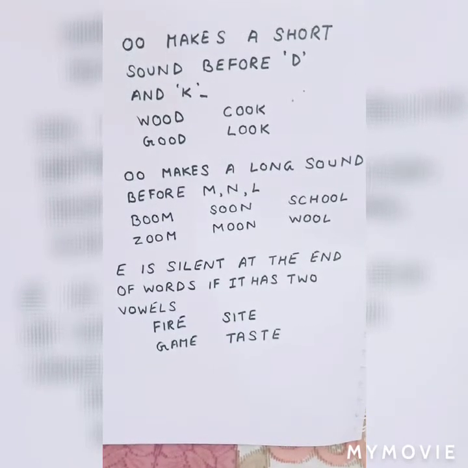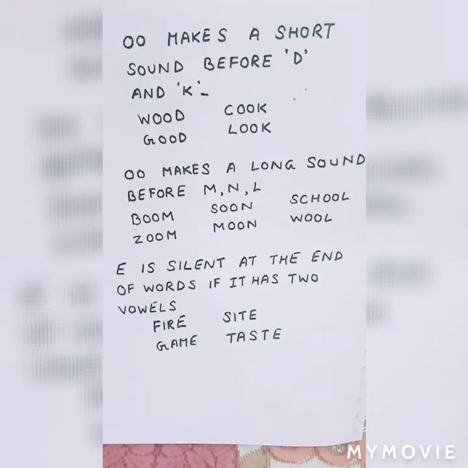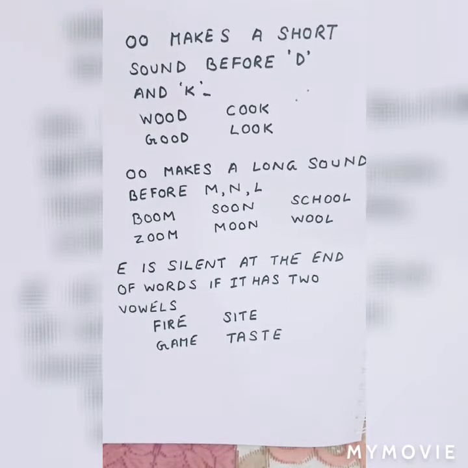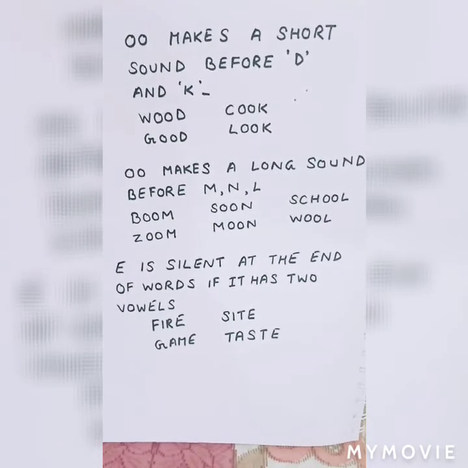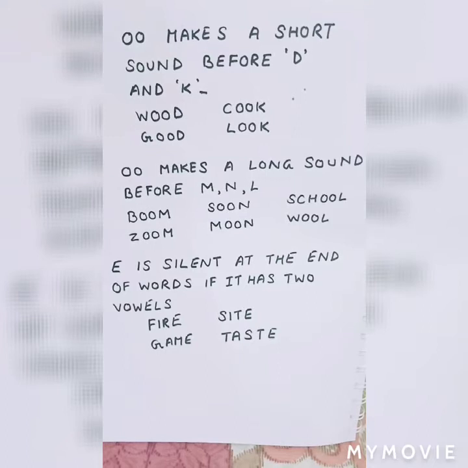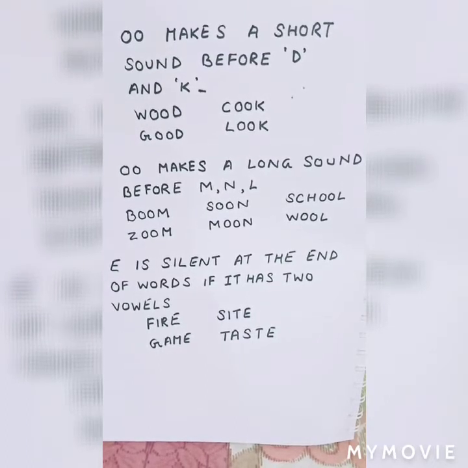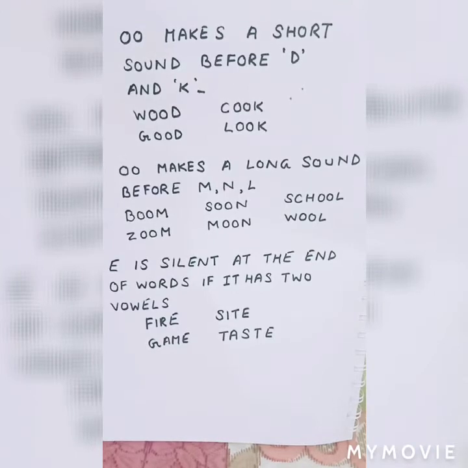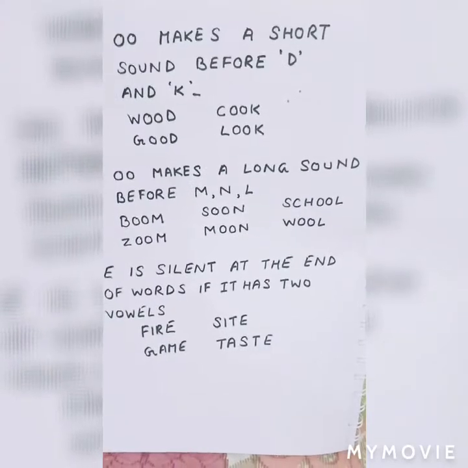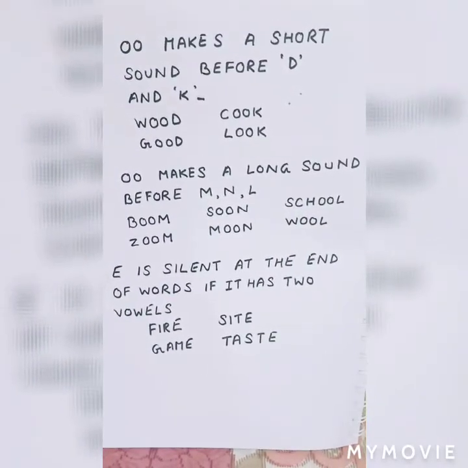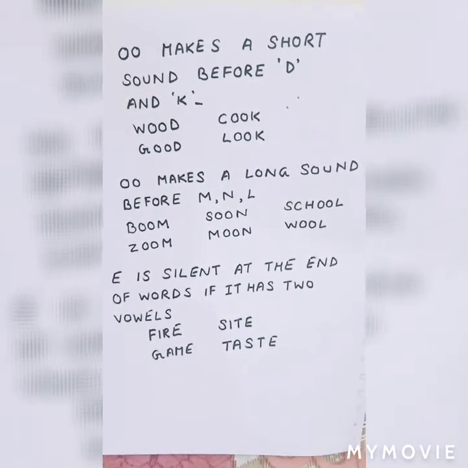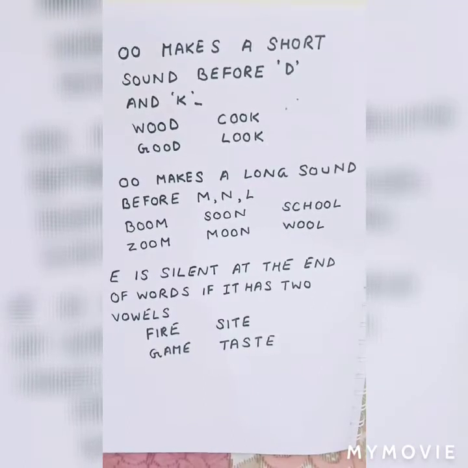Double O makes a short sound before D and K, as in wood, good, cook, look. So here you won't sound it as wood, but it's wood, good, cook, look. Alright, next O, that's double O, will make a long sound before M, N, L, as in boom, zoom, soon, moon, school, wool. Alright, so here we get a long O sound.